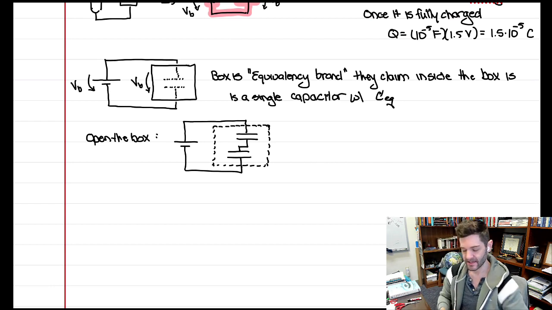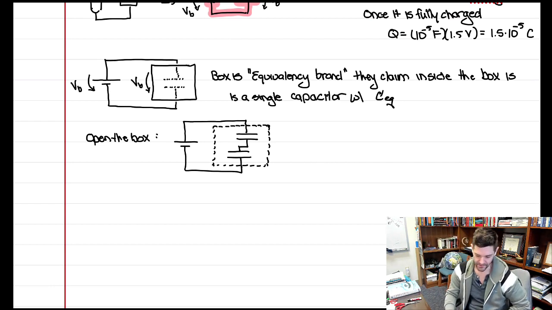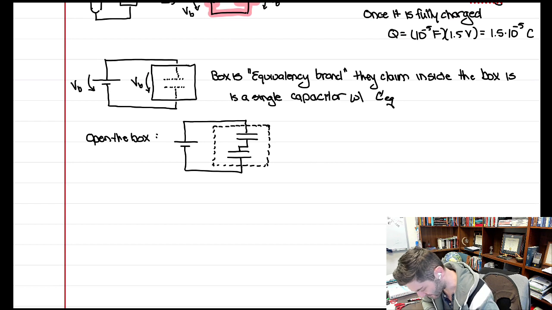So in this case now we have a battery that is hooked up to two capacitors, we say, that are hooked up in series.